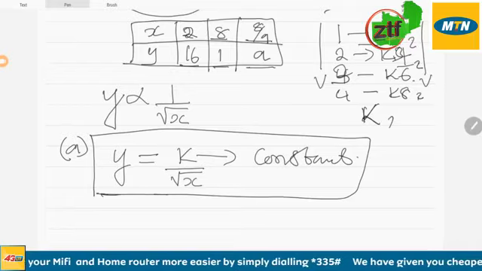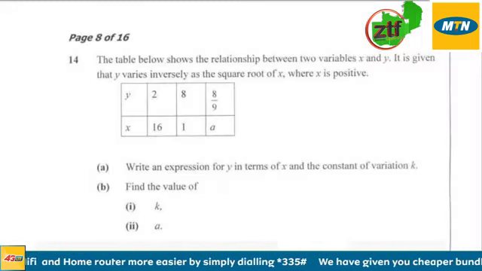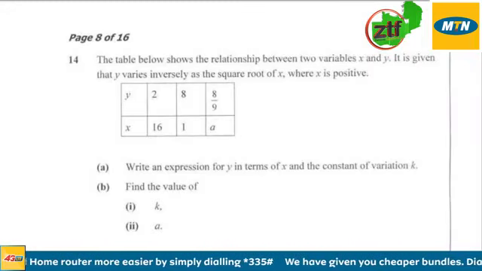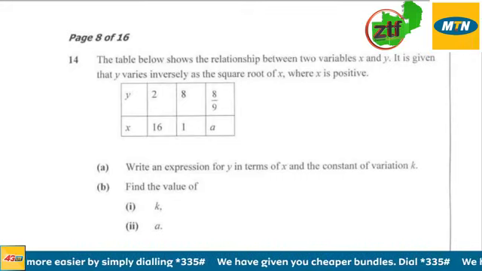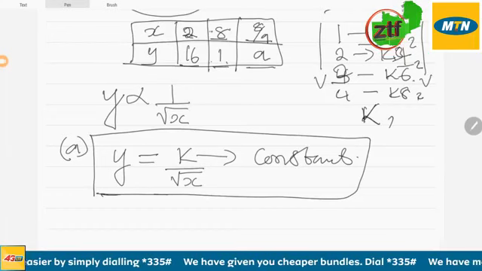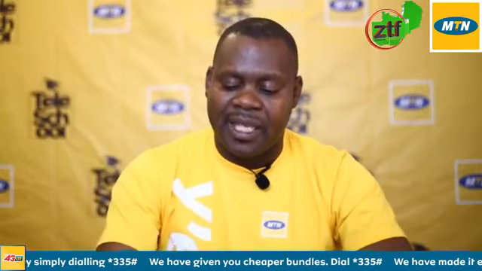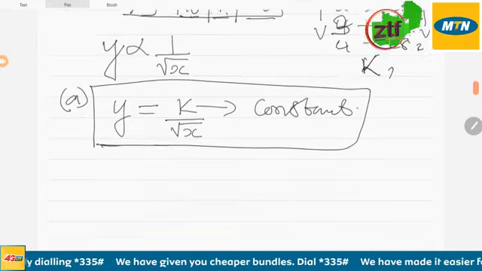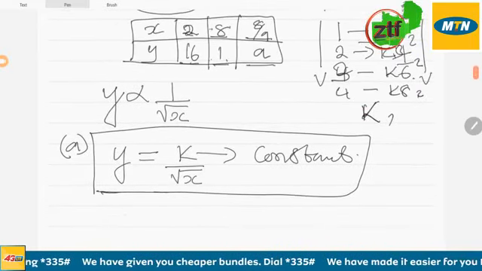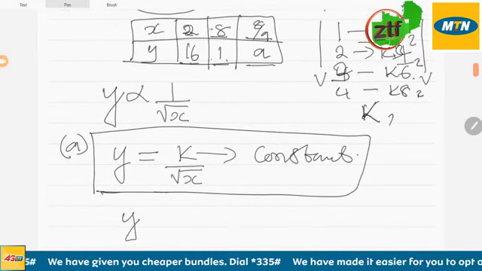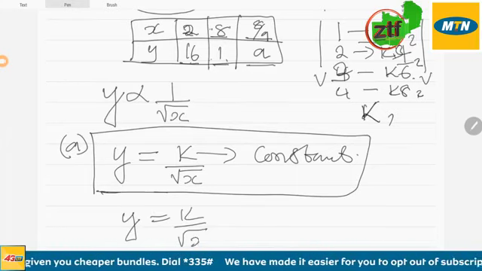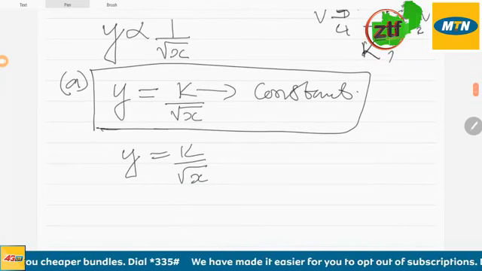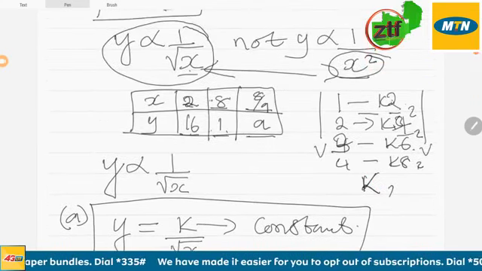Now, the question reads, find the value of k. We are going to use these 2 pairs of x and y values that are already complete to calculate the value of k. We can choose whichever one we are comfortable with. So let me pick 2 and 16. This means that our expression connecting is y equals k over square root of x. But we've been told that x in this case is 16.